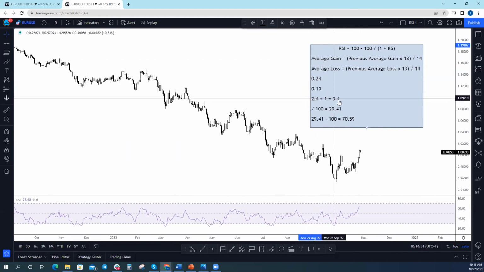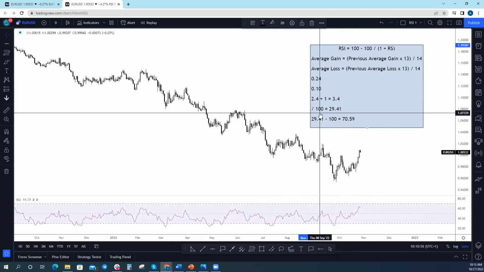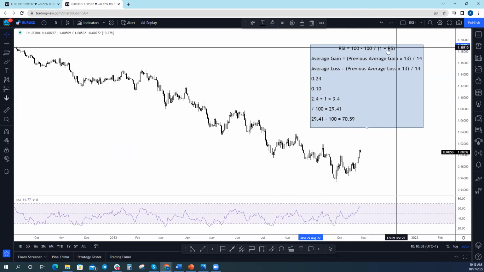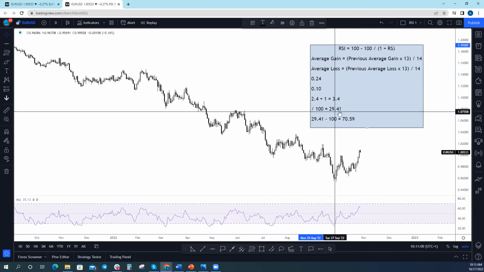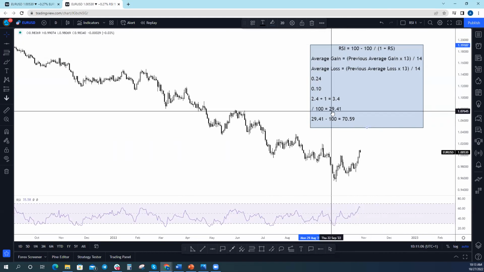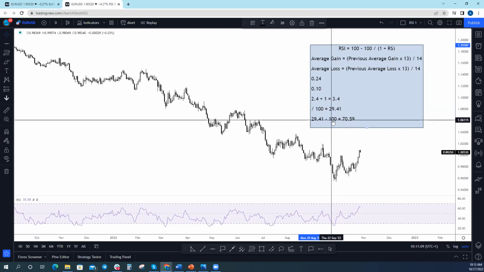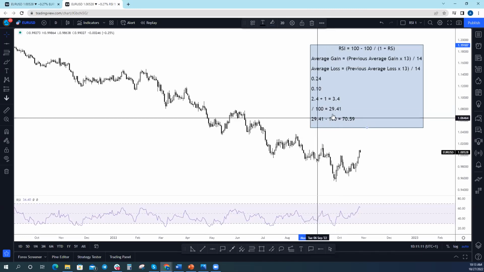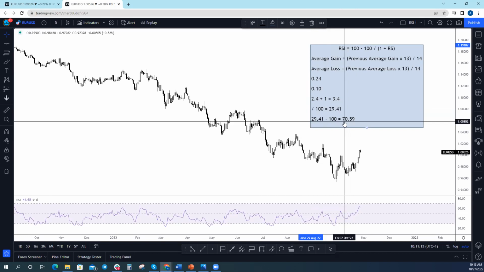If we add that to 1, we get 3.4. Divide that by 100. Look, I'm following the same formula here, guys. We divide that by 100, and that gives us 29.41. And then once we have that, we just simply minus that from 100. So it'd be 100. I should have had 100 there. 100 minus 29.41 gives us 70.459. And that would be our RSI value in this case.